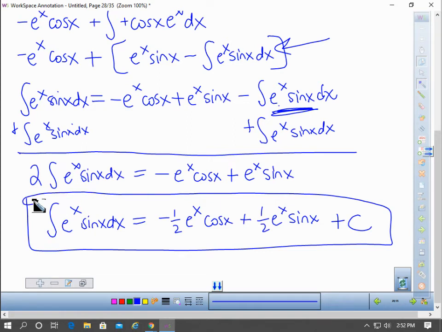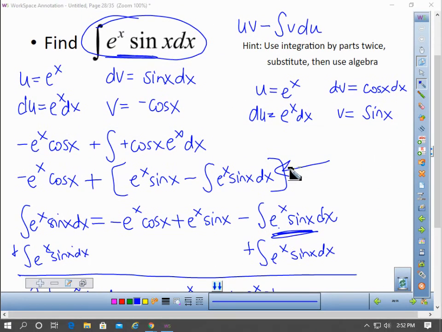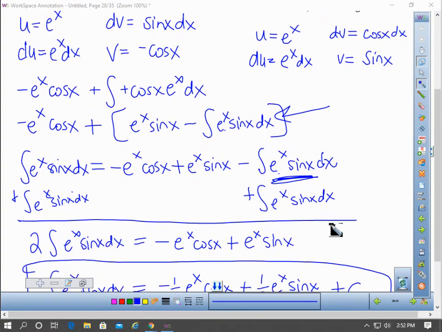That is the hardest problem that you'll have, where you integrate twice, and after integrating twice, you end up with the same integral that you started with. And if that happens, you add that integral to the left side. You just set this equal and add it to where you got 2 of them. And then you divide by 2.